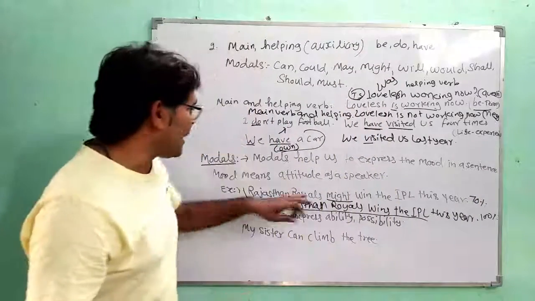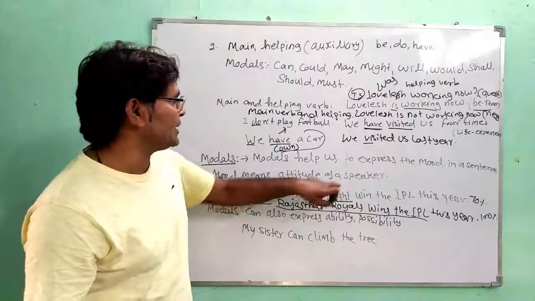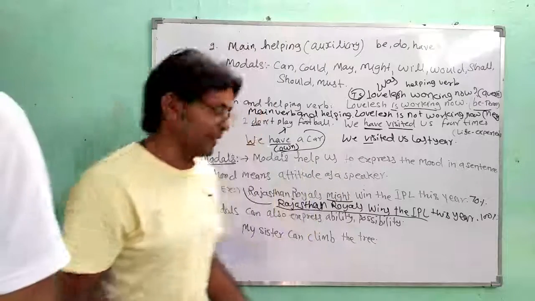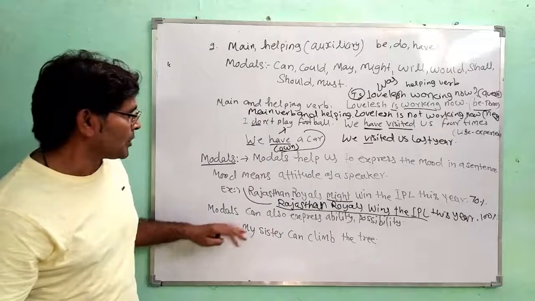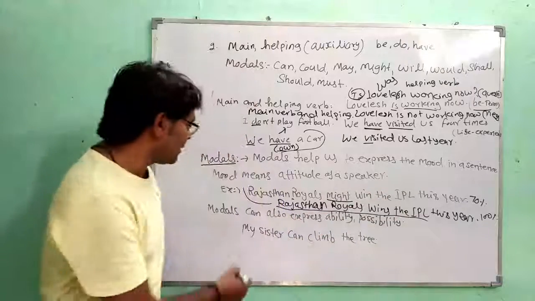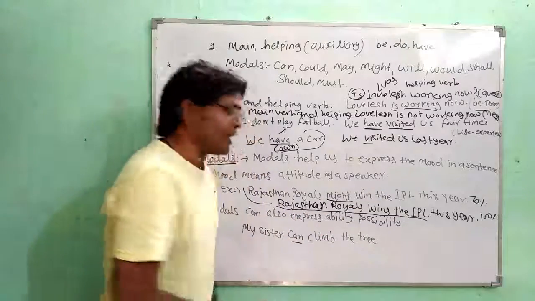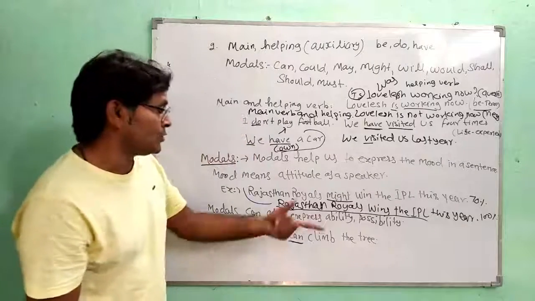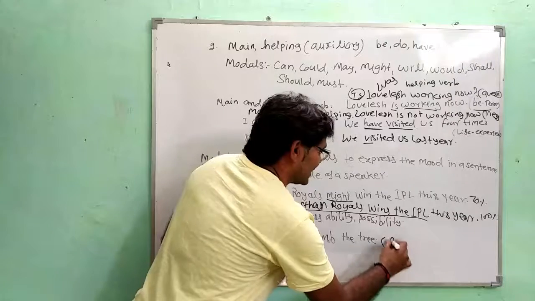So what is might showing here? Might is showing the possibility. It is 70% possible that Rajasthan Royals will win. Like another example, modals can also express ability and possibility. For example, my sister can climb the tree. So can is the modal verb over here, and this can is showing the ability.